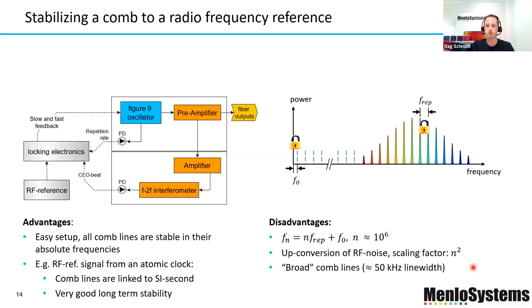It is more used to keep the center of your lines at a certain position and keep the distance between the lines constant. But the line width itself is mainly given by the free running line width of the laser, and this is around 50 kilohertz in the case of the Menlo combs. If you need a very small line width of your comb, much smaller than 50 kilohertz, you would have to lock your comb to an optical reference. And how would that work?